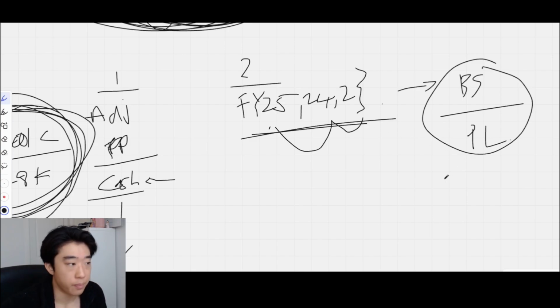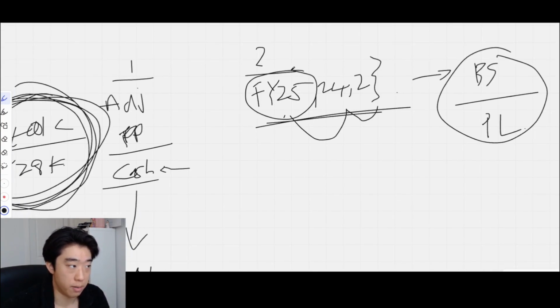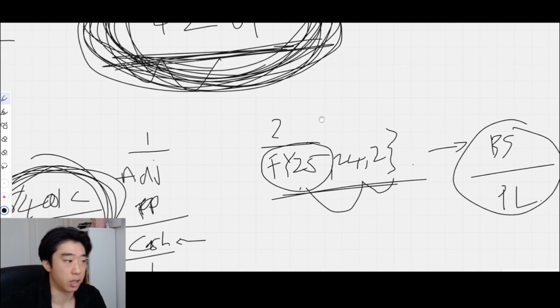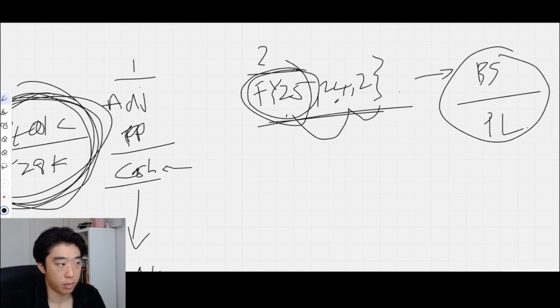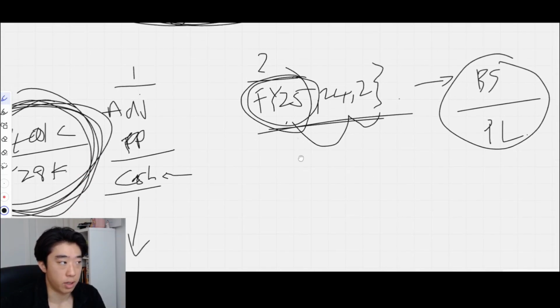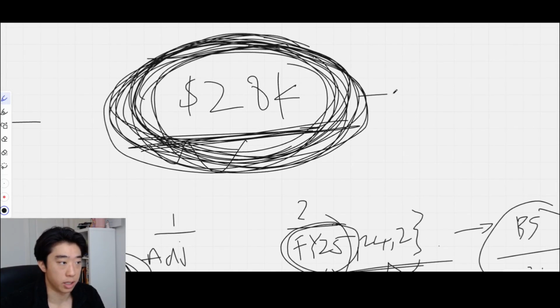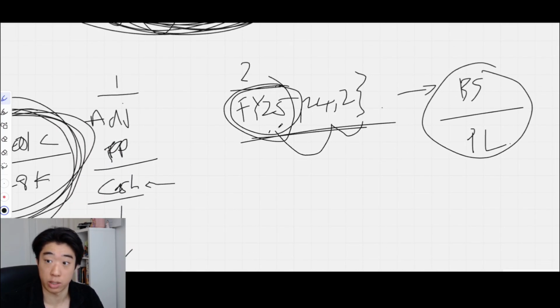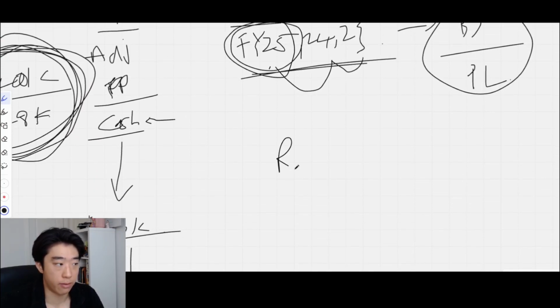A little hack: if you can identify one year, let's say financial year 25, out of this 28K, let's call it 10K. 10K is attributed to financial year 25. And let's say revenue is stable and consistent.